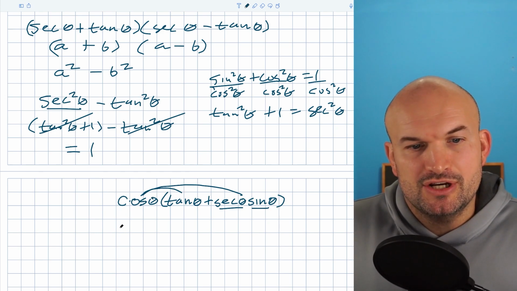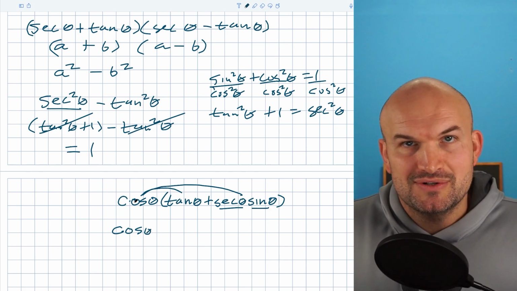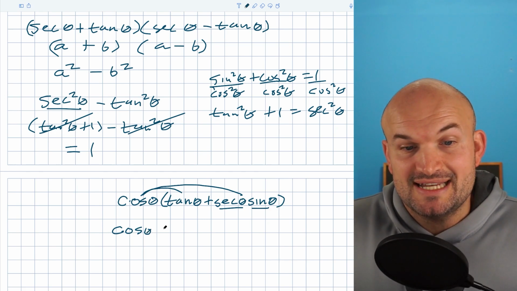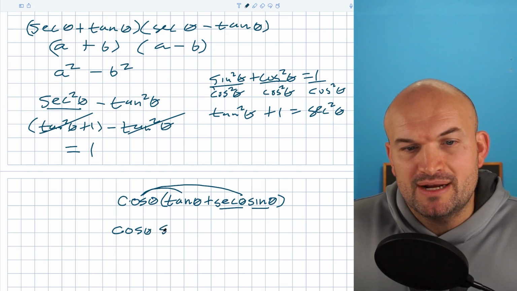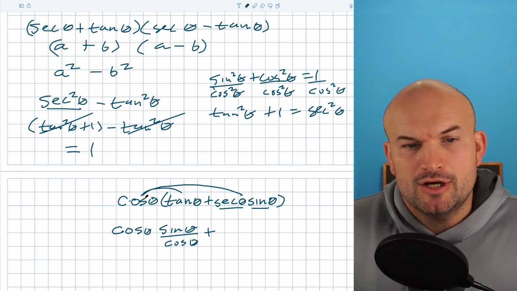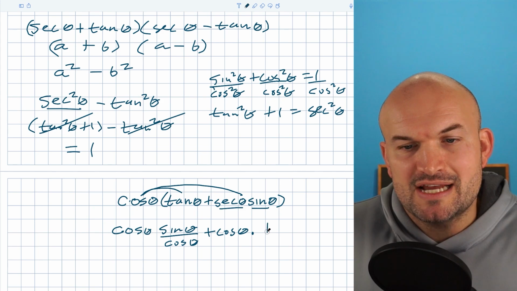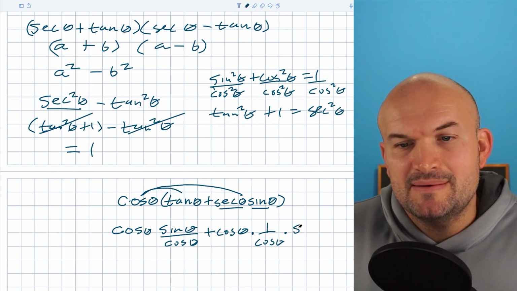So in this case, I'm just going to go ahead and rewrite everything. Now, automatically, I know that when I'm dealing with tangent here and a cosine, I'm going to want to rewrite this in terms of sines and cosines. So I'm automatically going to write tangent as a sine of theta over a cosine of theta. And I'm going to do the exact same thing over here. I'm going to write the cosine of theta, and then I'm just going to immediately rewrite secant of theta as a 1 over a cosine of theta, and then times a sine of theta.